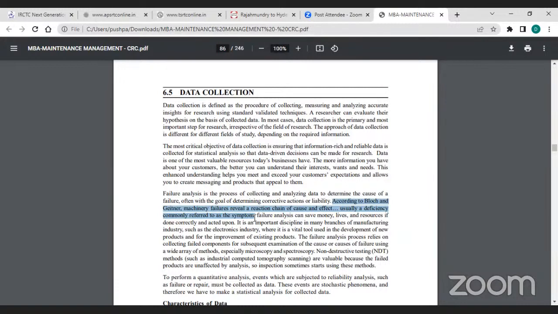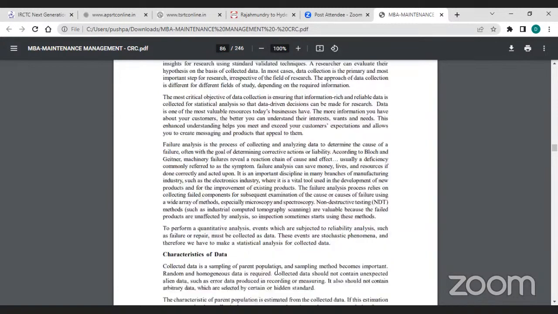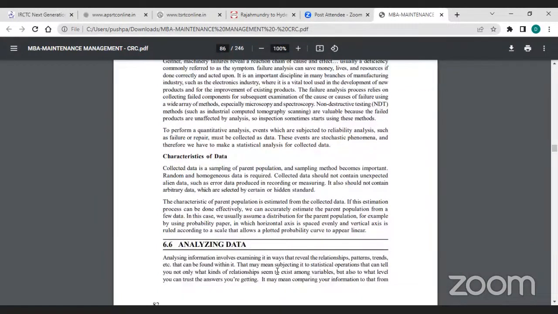Then we have, so it is an important discipline in many branches of manufacturing, such as the electronics industries, where it is a vital tool in the development of new products and for the improvement of existing products. To perform a quantitative analysis of events subjected to reliability analysis, such as failure or repair, data collection is required. These events are stochastic phenomena, and therefore we have to make some statistical analysis of the collected data.